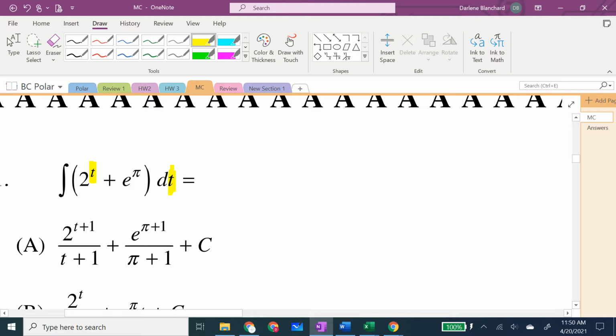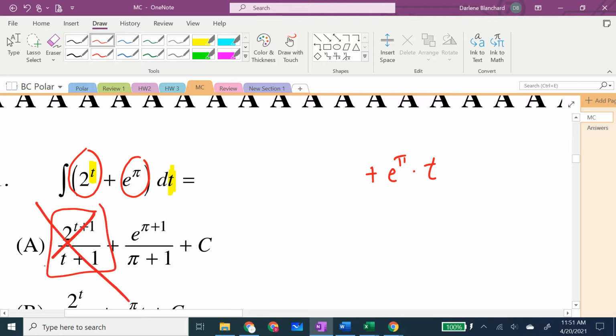And take a moment to realize that e to the pi is actually a constant. Oh, did they do that? Yes, they did. When you integrate this constant, you're going to get the constant times the variable t. Now, the formula for integrating 2 to the t. Do you see this? No! No! Bad, bad, bad. I can't emphasize that enough.